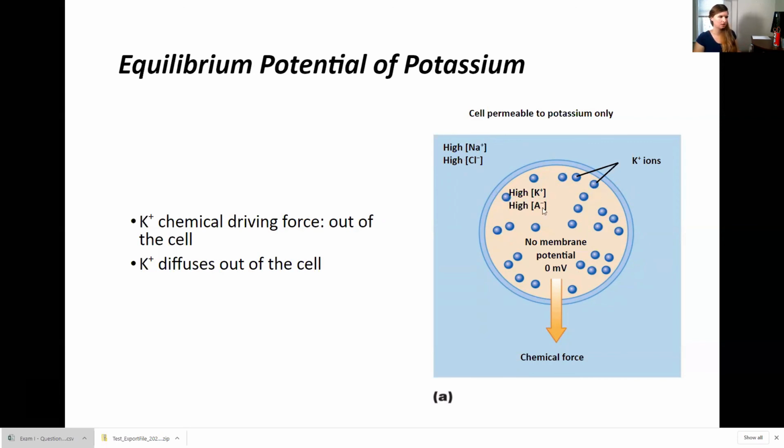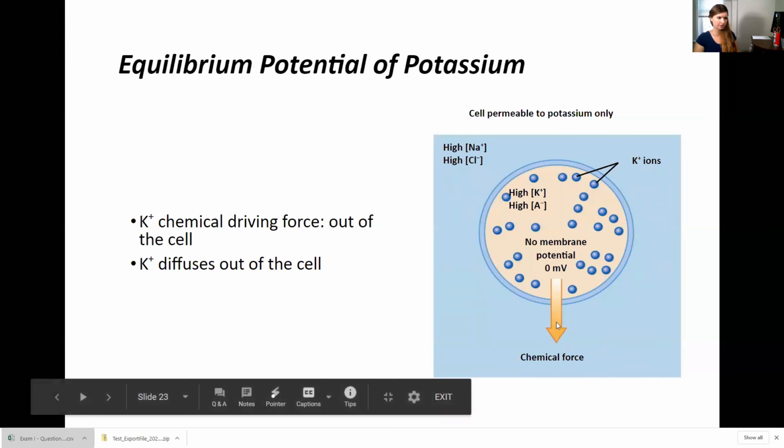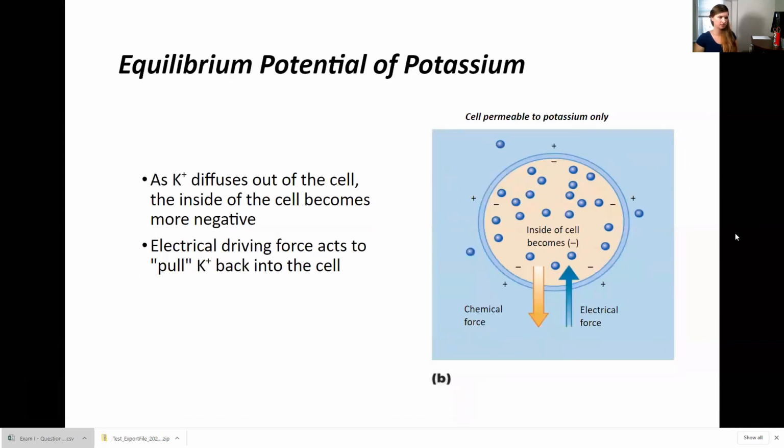So the driving force on these potassium ions is going to be out of the cell. Our chemical force on those potassium is to move our potassium ions out. So we let them do that. Now we can see that we have some potassium ions. They've moved out of the cell while this cell is permeable to potassium. So as the potassium moves out of the cell, it becomes negative.